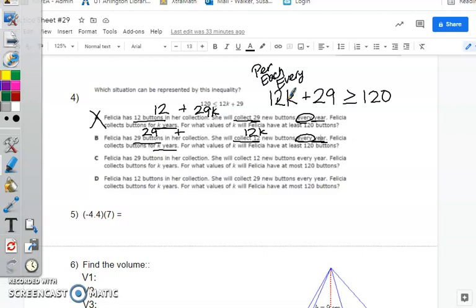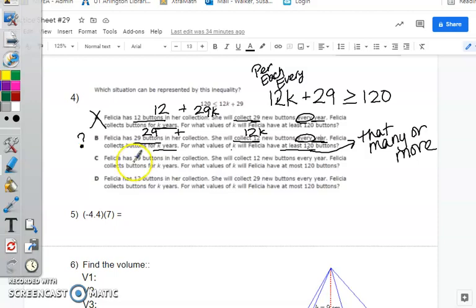Okay, so it says, for what values of K will Felicia have at least 120? Guys, you have to know what this word at least means. It means that many or more. So basically it's saying, for what values of K will Felicia have 120 or more? 120 or more, okay? So this one looks good. I'm going to put a question mark by it.